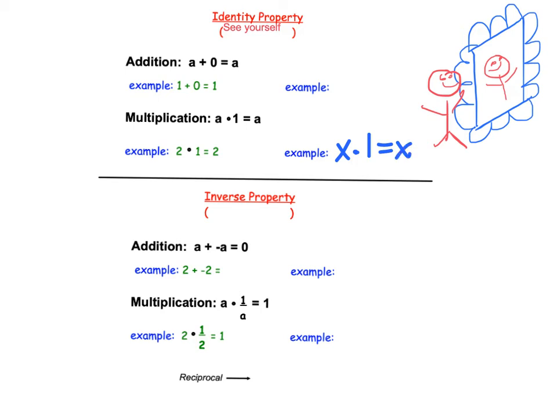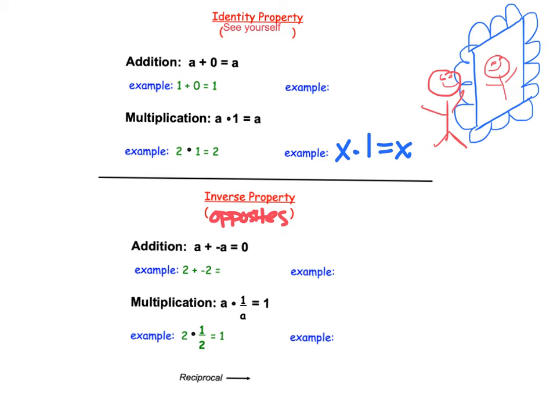Inverse property, I like to think of opposites. It undoes something, just like inverse operations. And so for addition, the inverse of a number is the opposite of the number. So if you have a number a plus the opposite of a, you're going to always get 0 back. 2 plus a negative 2 is going to give you 0. If I have an example of 4 plus something, and I want a 0 out, you're going to add the inverse of 4. That's a negative 4.